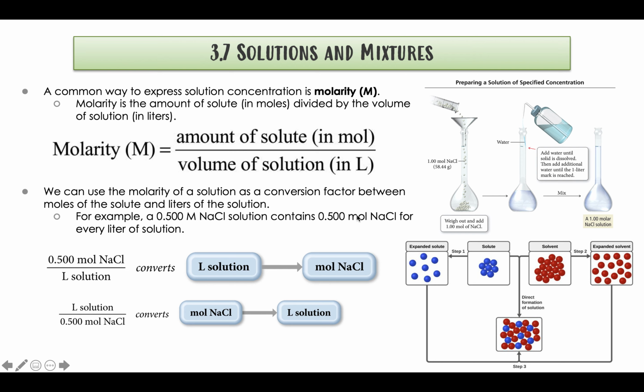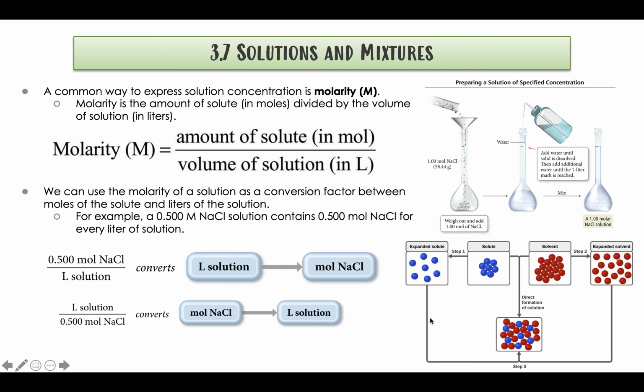Now, we can use the molarity of a solution as a conversion factor between moles of solute and liters of solution. For example, a 0.5 molar sodium chloride solution contains 0.5 moles of sodium chloride for every liter of solution. So if we have 1 liter of solution, we can find a certain number of moles of sodium chloride. If we have a certain number of moles of sodium chloride, we can find how much solution we have at a certain molarity.